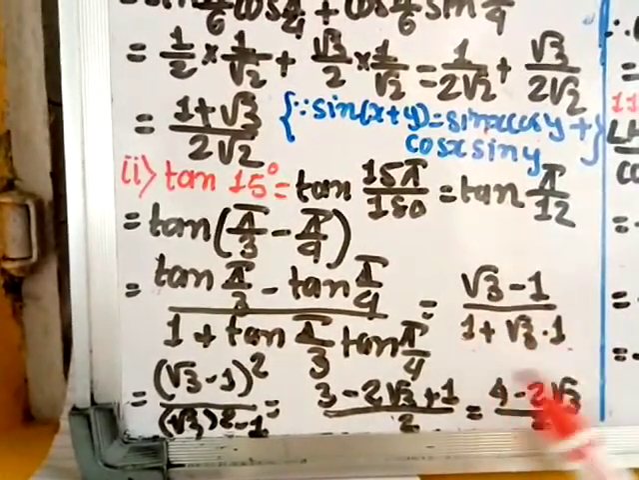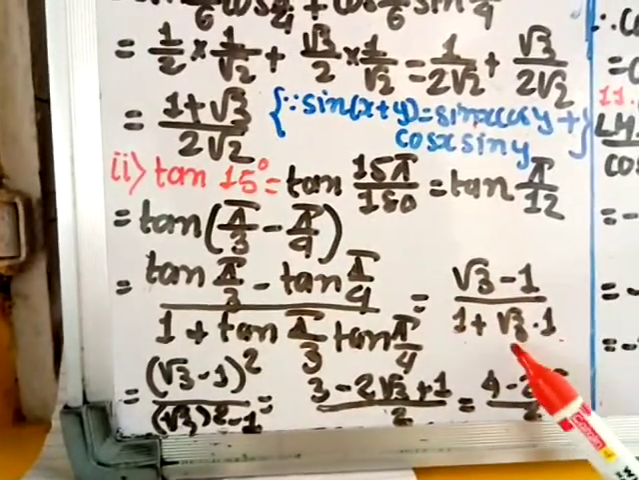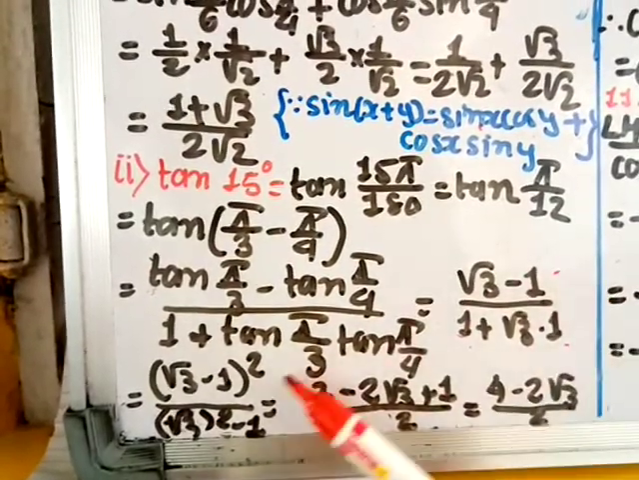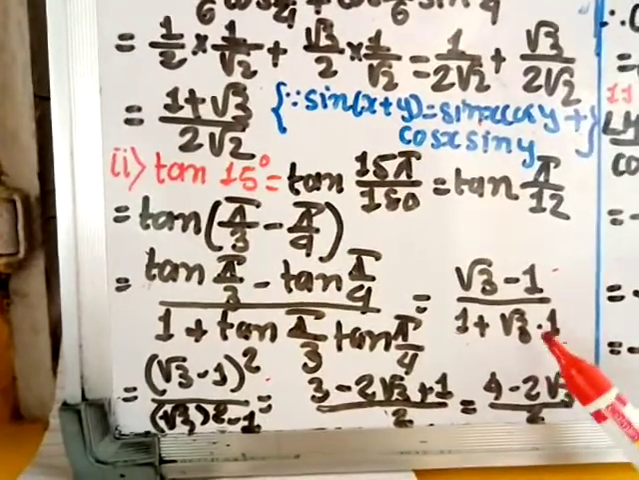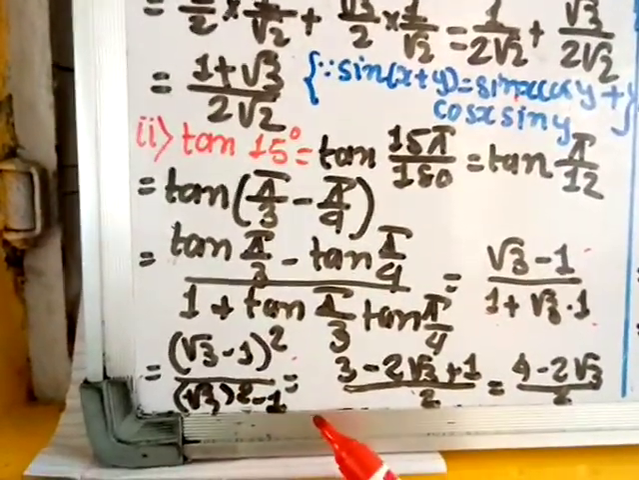So I am rationalizing this. I will multiply and divide by root 3 minus 1. So here it becomes root 3 minus 1 whole square, and here it becomes a minus b, a plus b. So root 3 square minus 1 square.